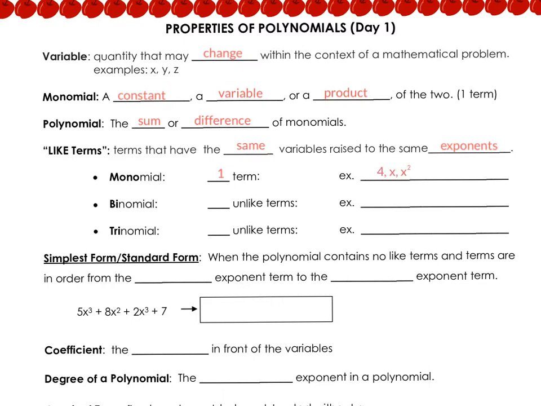Binomials have two unlike terms, because if there are two like terms, they could be combined to be a monomial. So binomial, two unlike terms. And some examples might include x squared plus 2, 4x plus 1, or 2x squared plus x. So unlike terms there. Trinomials are three unlike terms. So remember 1, 2, or 3 terms. Monomial, binomial, trinomial.